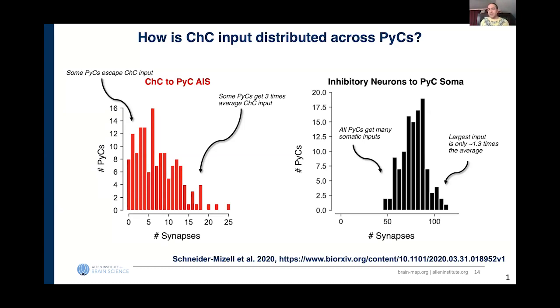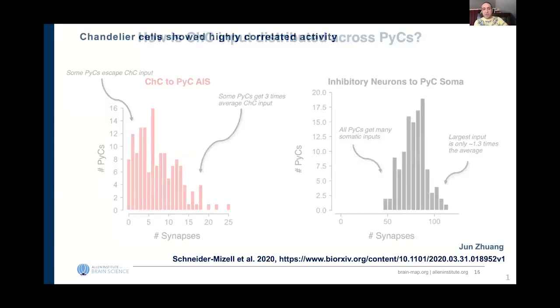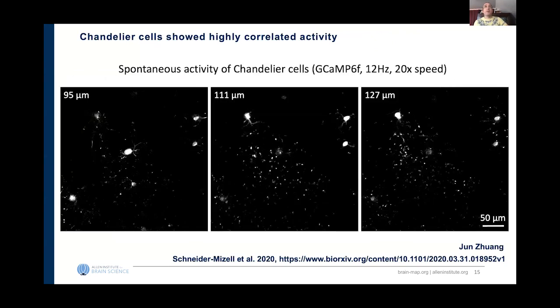And to look for that, we take advantage of the concept of cell types as a tool, and because the Chandelier cells have such a clear transcriptomic, a clear genetic profile, with a combination of transgenic mice and virus injection and viral delivery, we could record with calcium imaging from the Chandelier cells in the primary visual cortex of the mouse and see how their function related to the structure that we're seeing. And what you see in this video is just Chandelier cells.